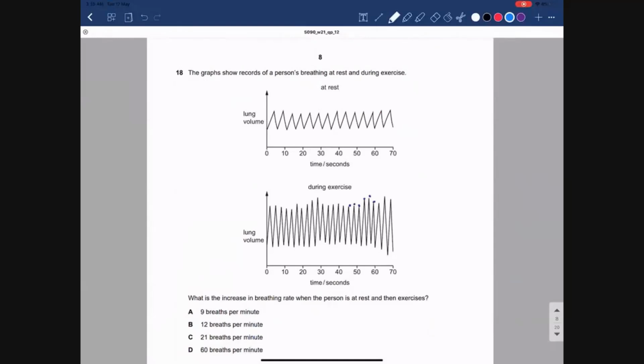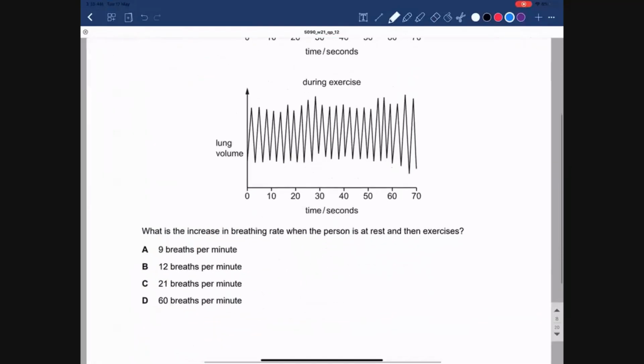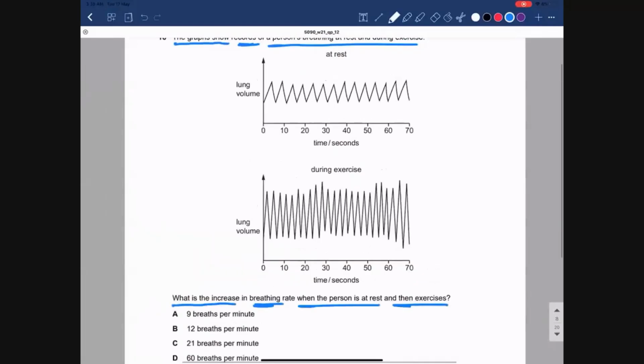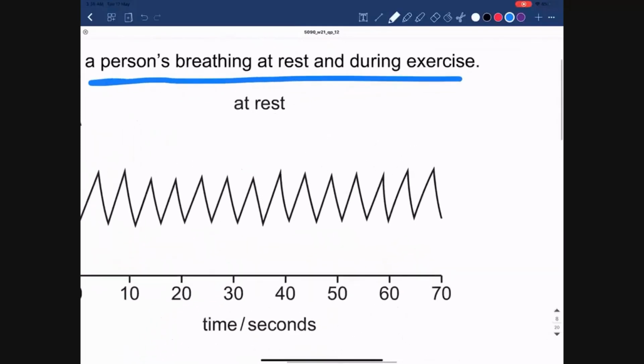This is a very good MCQ. The graph shows records of a person's breathing at rest and during exercise. What is the increase in breathing rate when the person is at rest and then exercises? So guys, we have to compare the breathing rates and then we have to state the increase in the breathing rate, right? Let's see what is the breathing rate at rest.